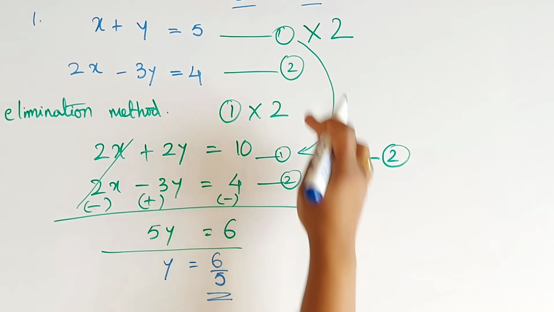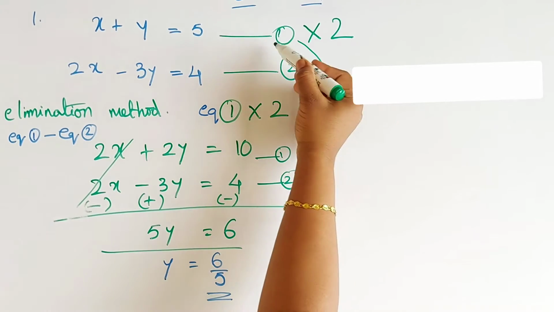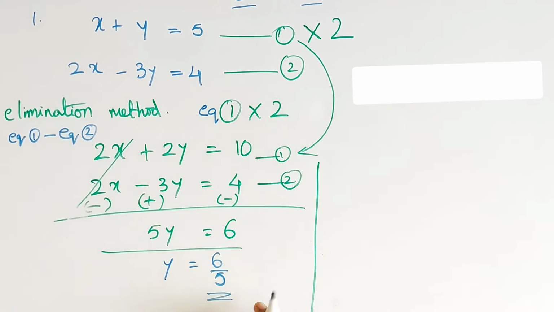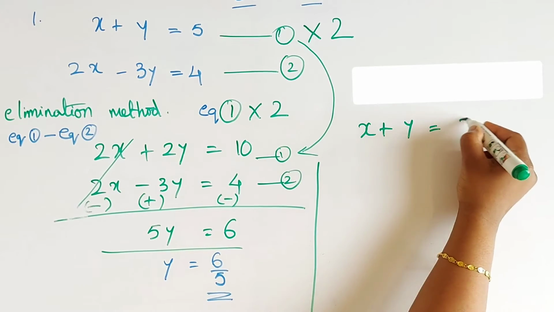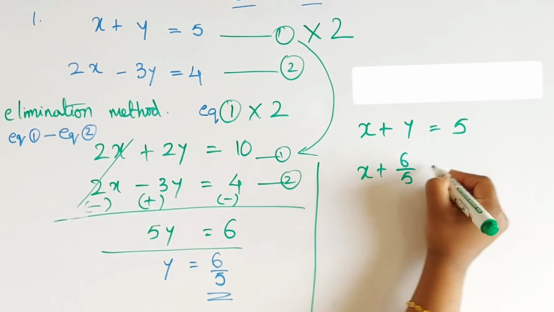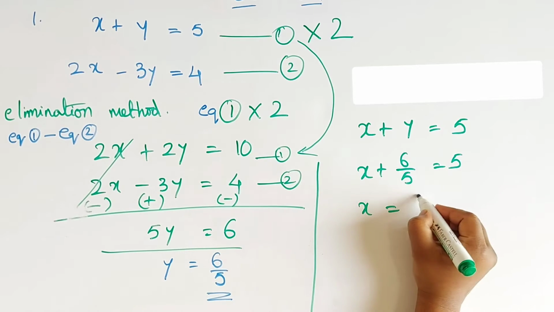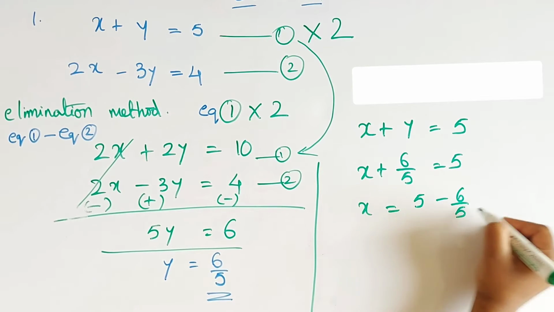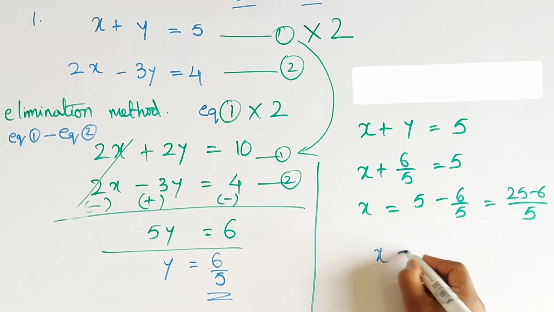Now we have to find out x value. Just substitute y value in any equation. Here first equation is easier. So I am substituting y value in first equation. That is x plus y equal to 5. Right? Now x plus y value is 6 by 5, that equal to 5 children. Now x equal to, send this 6 by 5 to right hand side. 5 minus 6 by 5. Now 5 is LCM. 5 5s are 25 minus 6. Now x value is 19 by 5.